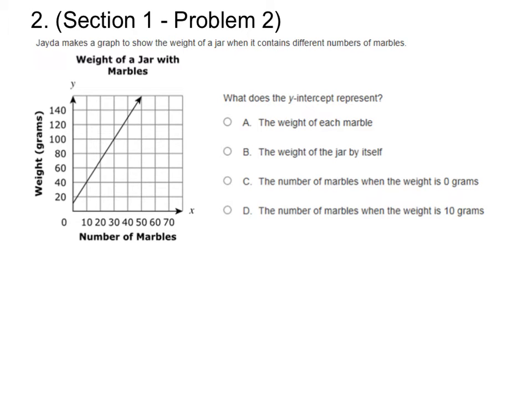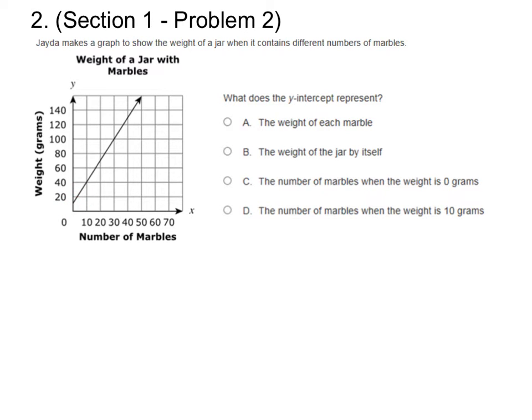So the question says, Jada makes a graph to show the weight of a jar when it contains different number of marbles. What does the y-intercept represent? So let's review what the y-intercept is, the definition. The y-intercept is where the graph crosses the y-axis. So that would be this point right here, where the graph crosses the y-axis.